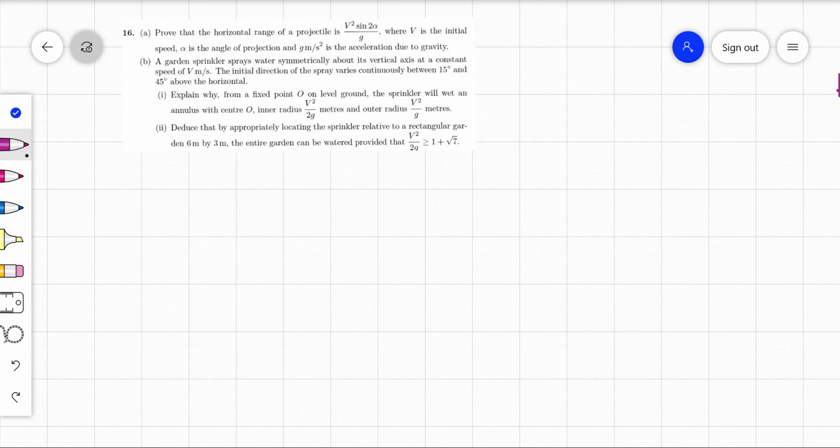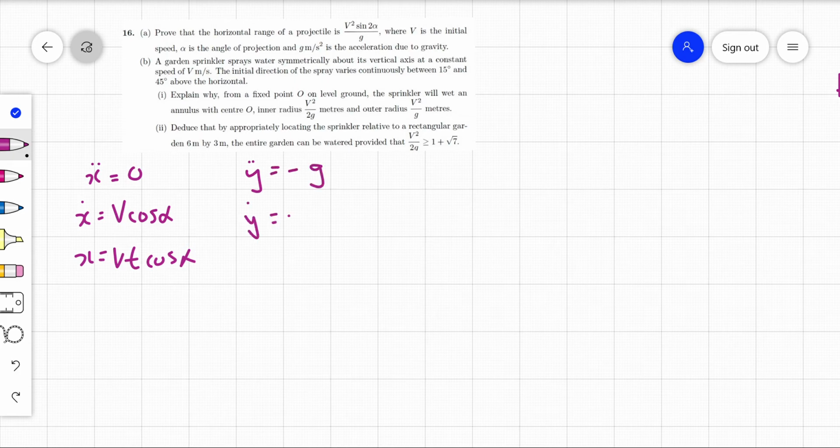Okay, so let's just go over our equations again. Equations of motion. We've got x double dot equals 0, x dot equals v cos alpha, because they're using alpha for this one. x is vt cos alpha. y double dot is minus g. y dot is minus gt plus, this one's alpha, isn't it? So v sin alpha.